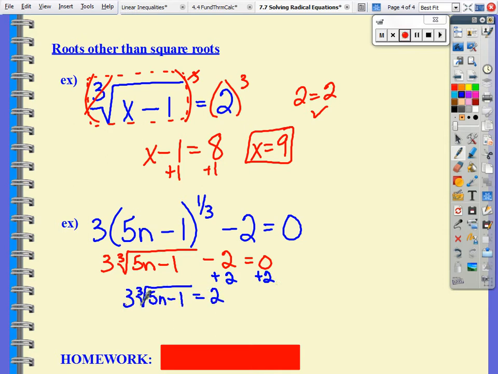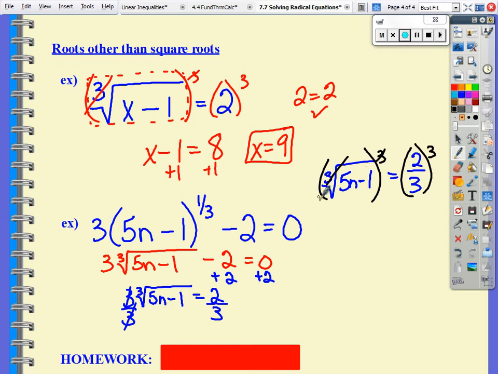So it looks like this. Now I divide by 3. Oh, it's a fraction. Don't panic. Not a big deal. So what we have is the cube root of 5n minus 1 equals 2/3. How do I undo a cube root? Well, we use the inverse. We cube it. 5n minus 1. Now, over here, as power of a quotient, we share and we cube the 2, which is 8. We cube the 3, which is 27.